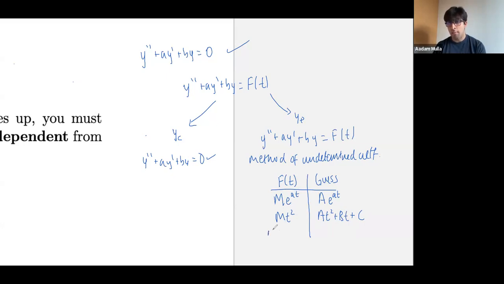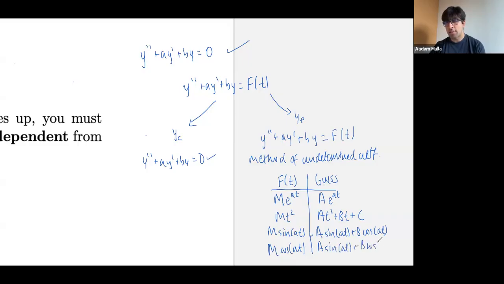If it's of the form m times sine of at, we're going to guess a times sine of at plus b times cosine of at. If f of t is of the form m times cosine of at, we're going to guess the same exact form.